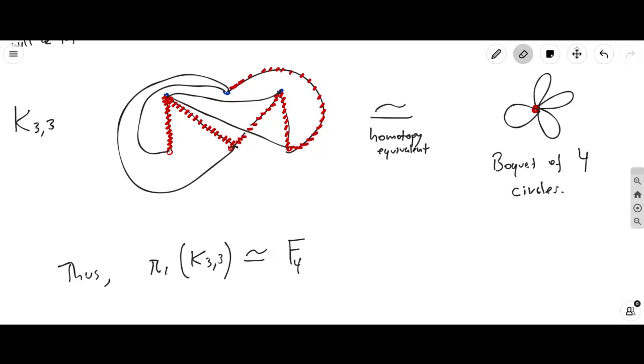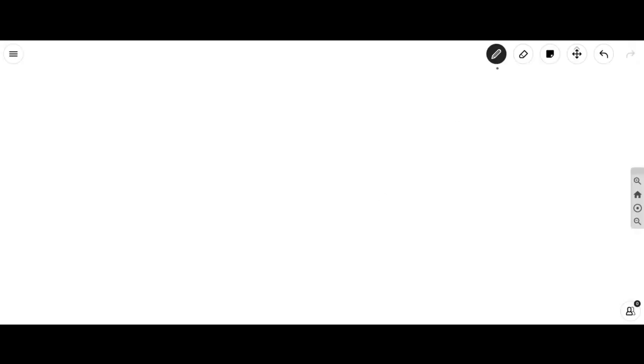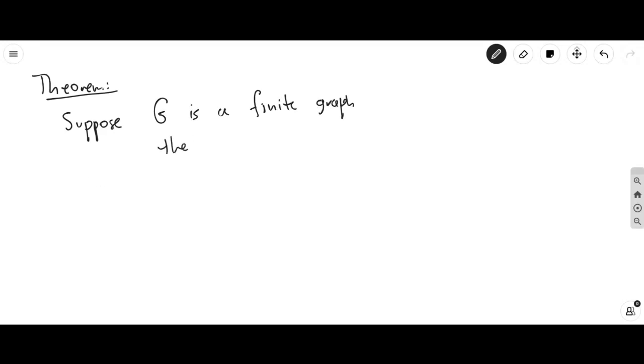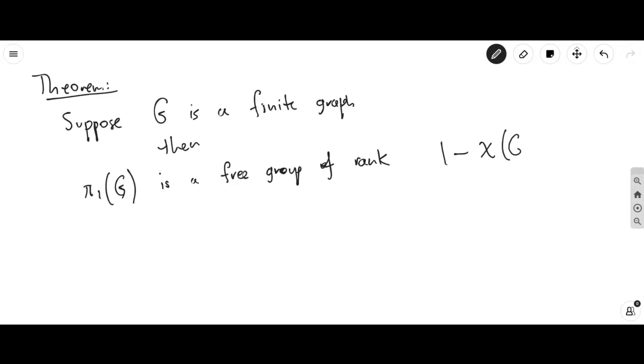And now you can turn this into a nice theorem. So here's a nice theorem. So suppose G is a finite graph. Then the fundamental group of G is a free group of rank, and the rank is 1 minus the Euler characteristic of G.